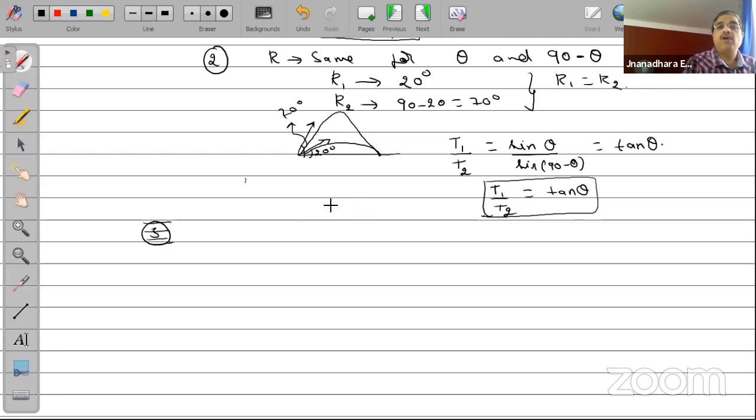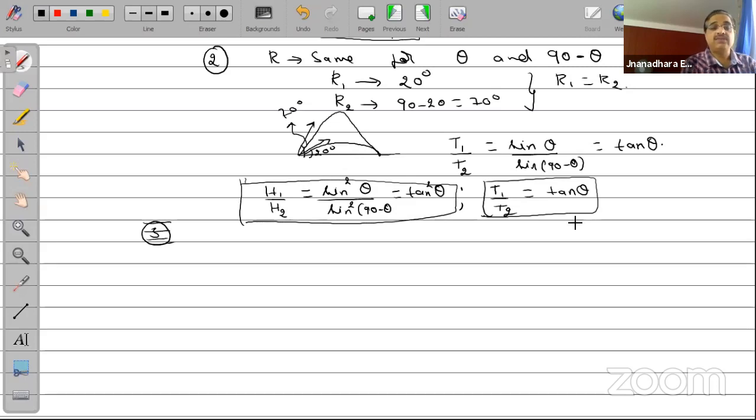Next point is, what will be the ratios of the height when this particular thing is satisfied? H1 by H2 will again be equal to sine square theta by sine square 90 minus theta, and therefore this will be equal to tan square theta. So what will be the ratio of the height? Tan square theta. What will be the ratio of the time of flight? Tan theta. This happens only when the ranges are same. This will be a question that will generally be posed to you, so keep an eye on this.